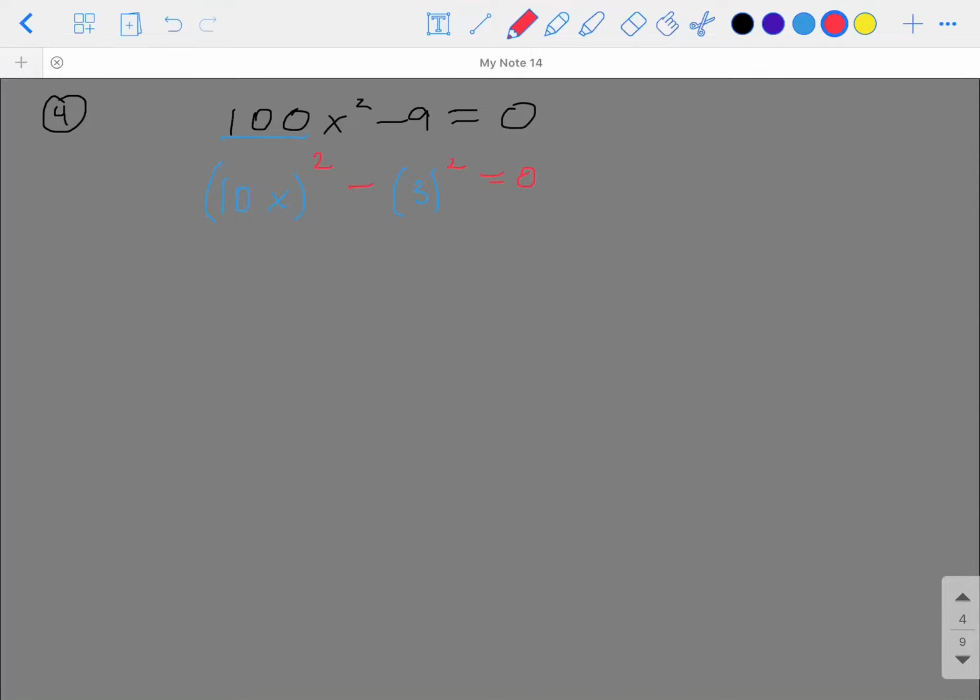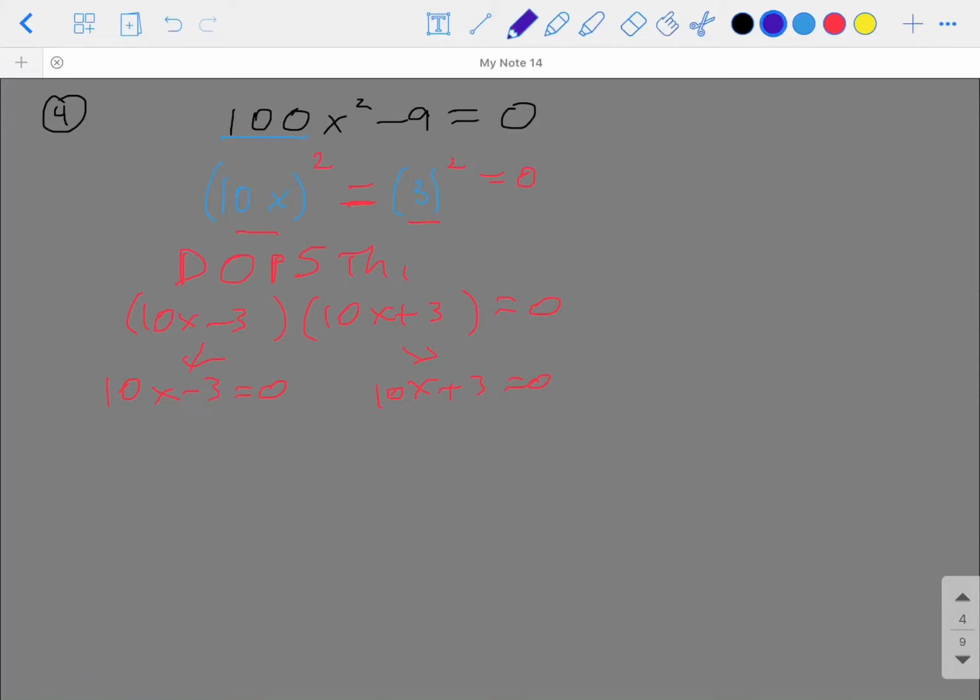From here, this is a perfect square, that's a perfect square, this is the difference, so we are allowed to use the difference of perfect square theorem. The 2 parentheses now become (10x minus 3)(10x plus 3) is equal to 0. From here, we're going to split, and this becomes 10x minus 3 is equal to 0, and 10x plus 3 is equal to 0.